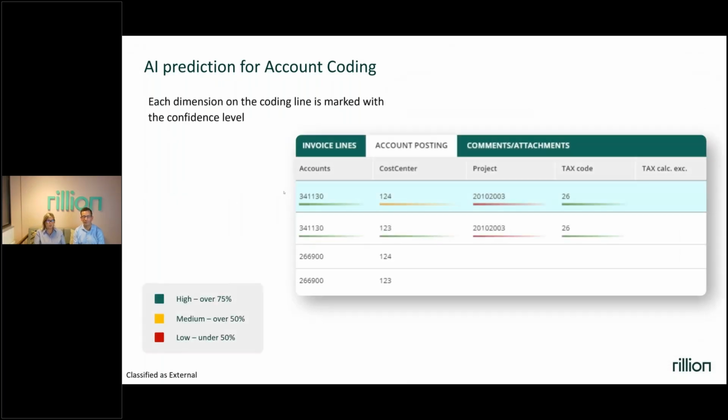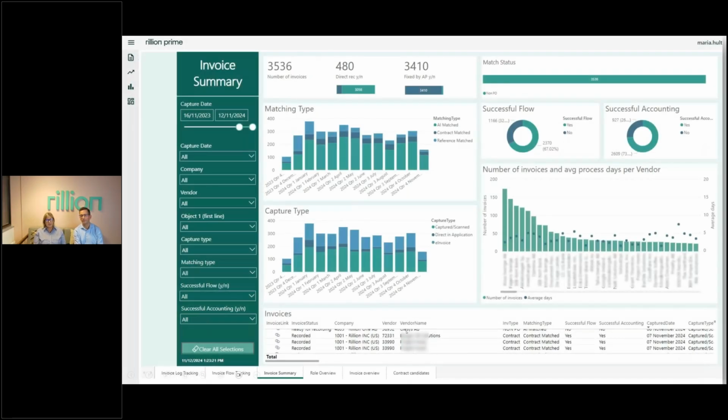And also here we work with those color codings, of course. So each dimension will get a line under it with a color telling how confident we are on this specific coding dimension. And if you do a change, we'll report that back to the AI and it will then learn based on that. So that is how it works in the system.